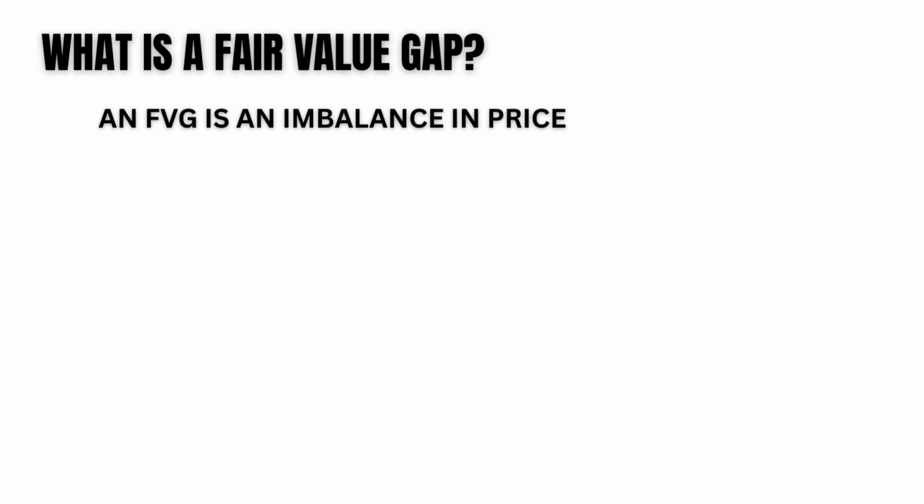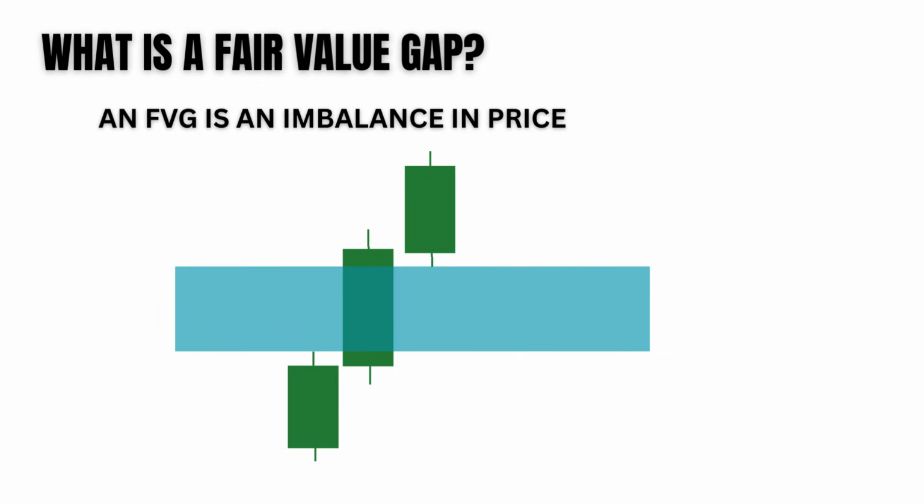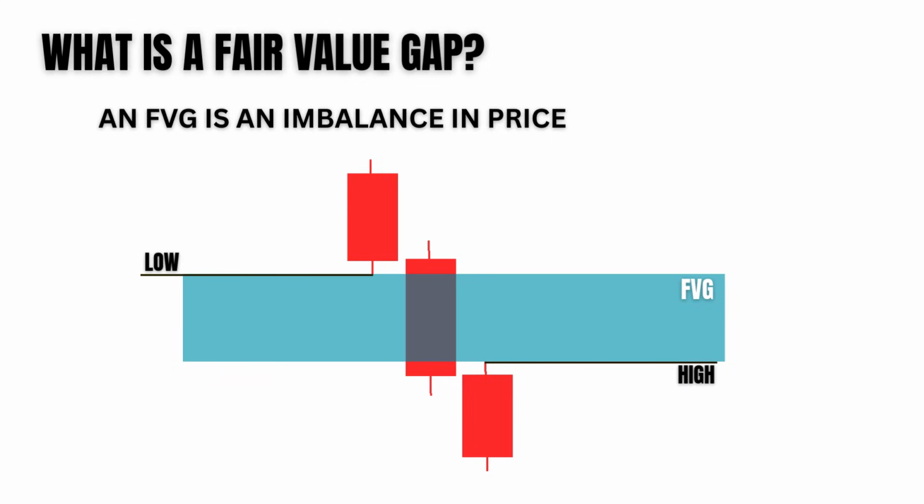First, for anyone who doesn't know, what is a fair value gap? An FVG is an imbalance in price. It happens when a candle moves so aggressively that it creates a gap between the candle before it and the candle after it. Look at these three candles. For a bullish FVG, also called a gap up, the high of candle 1 is below the low of candle 3. That space in between, that's your fair value gap. Price moves so fast that it left an imbalance. Bearish FVG is the opposite, a gap down. The low of candle 1 is above the high of candle 3.